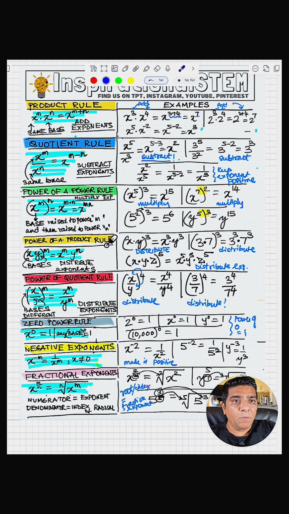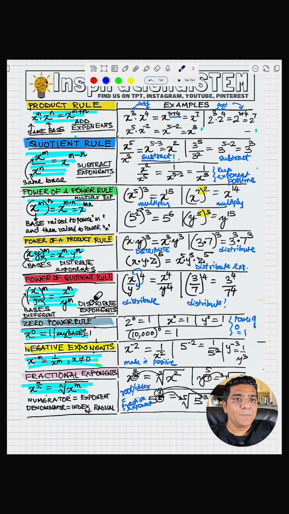Okay, the power of a product rule. So if you have different bases inside a parentheses, and you have the same exponent, that is going to get distributed, okay, into both of these x and y. So let's take an example here. You have 3 times 7, the whole cubed. The exponent gets distributed to each of those terms. So it's 3 cubed times 7 cubed.